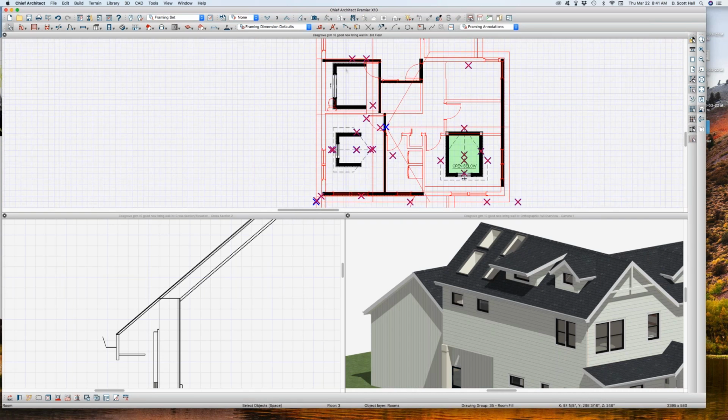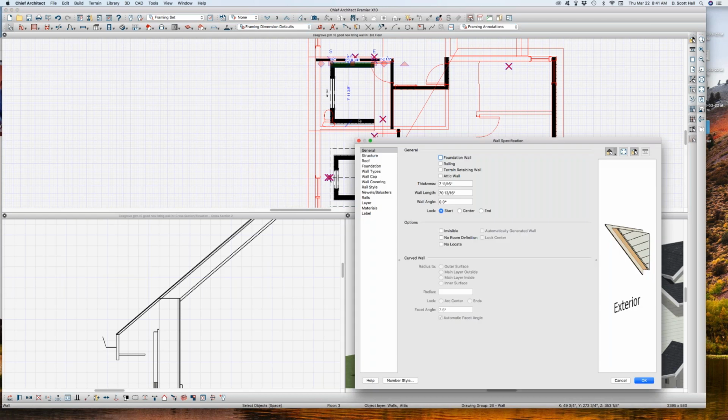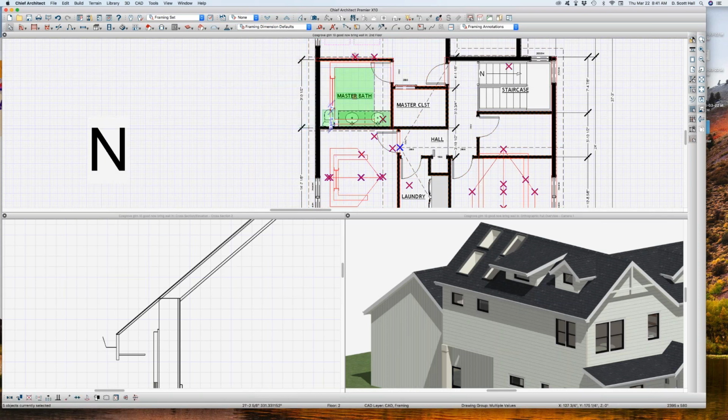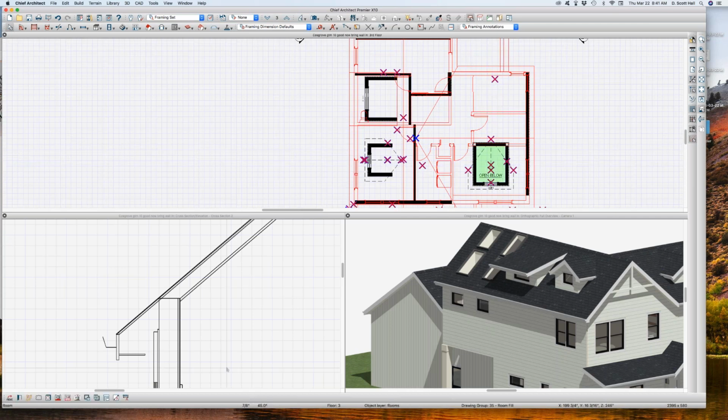By the way, back to Anna. I was talking about what I changed on her plan. I actually moved these dormer walls from this floor. She had them down here, and I moved them up a level. So anyway, this is what I did with this.